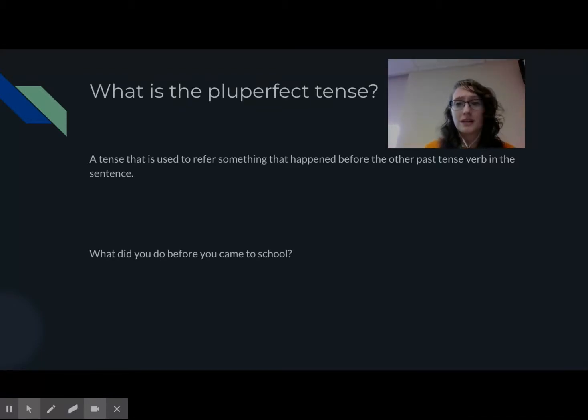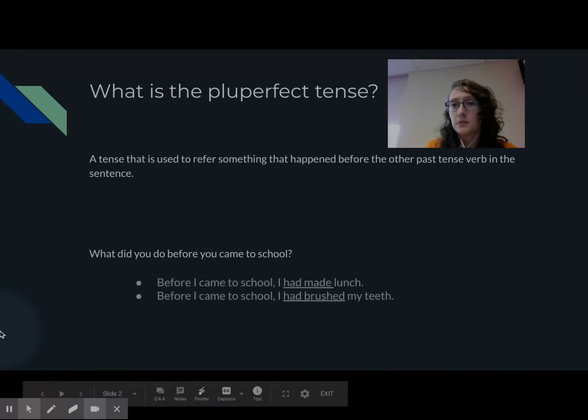So in order to explain this, let's think about the question, what did you do before you came to school? Now, if I say I came to school, which is true because I'm currently sitting in my classroom, that is a completed action. I have finished the action of coming to school. That is the perfect tense. But we're going to be talking about what happened before I completed the action of coming to school, which is the pluperfect tense. So let's look at this first one.